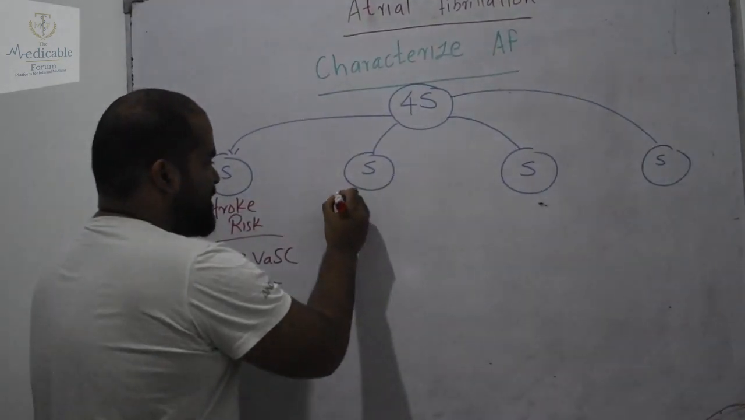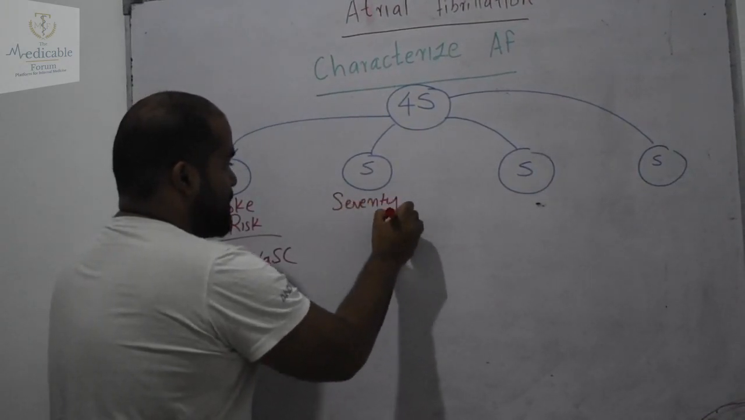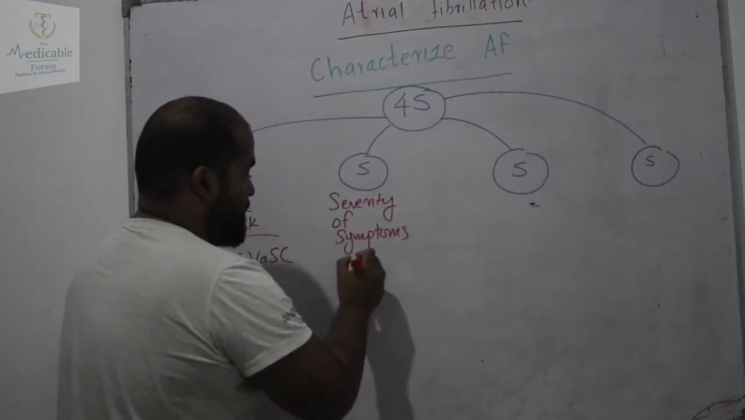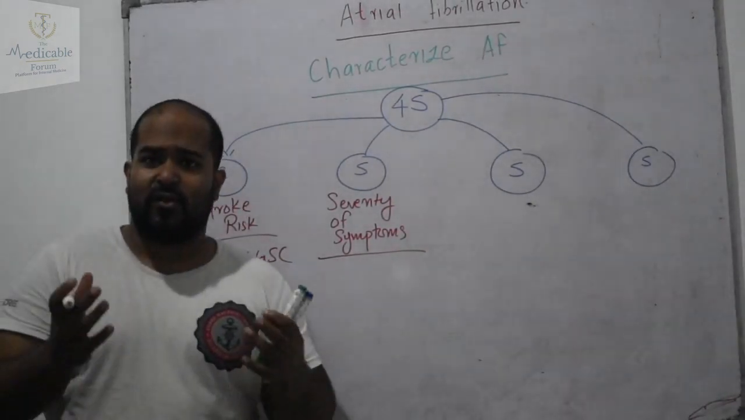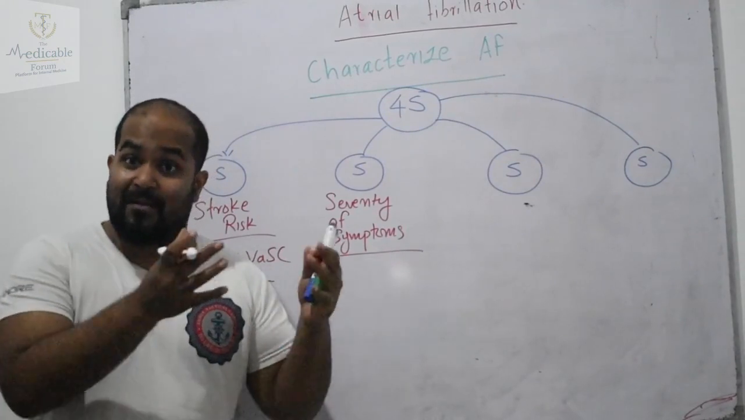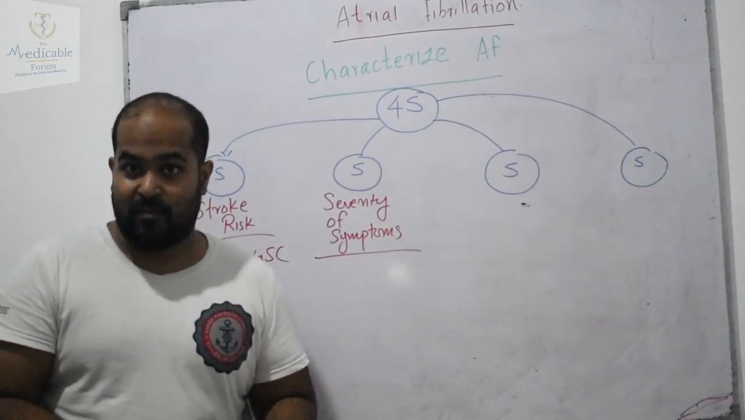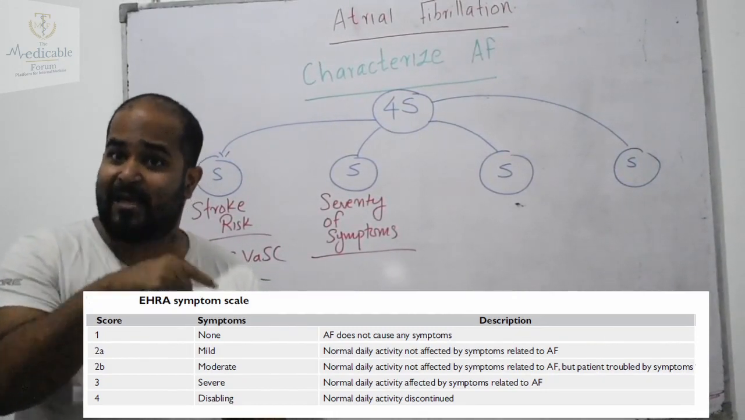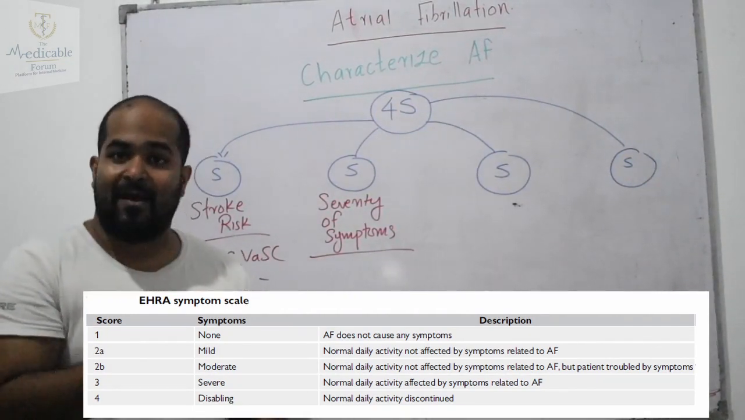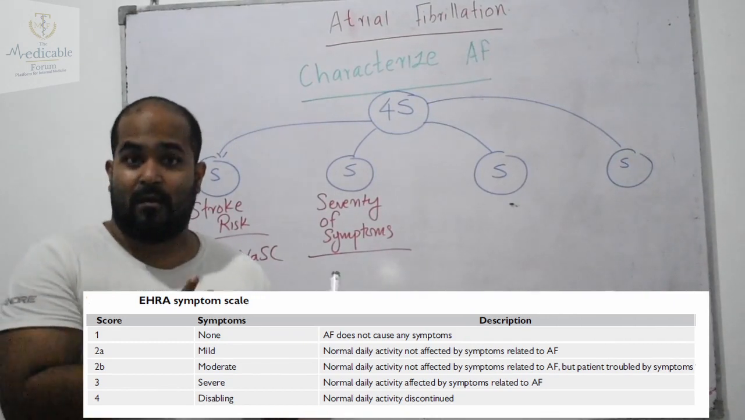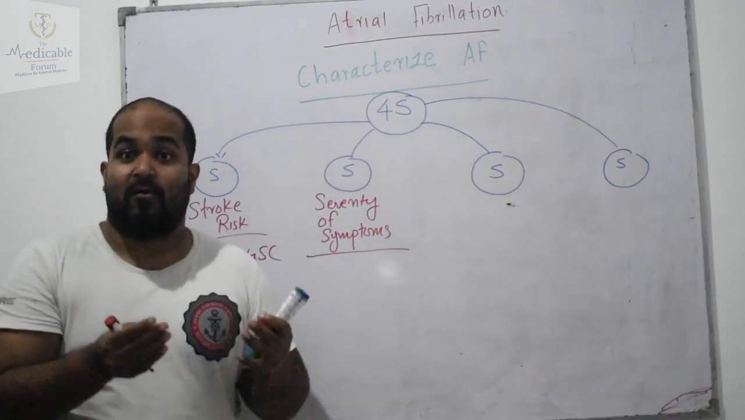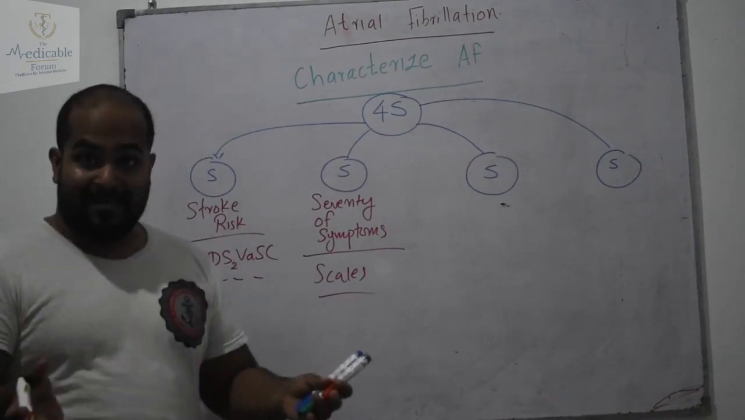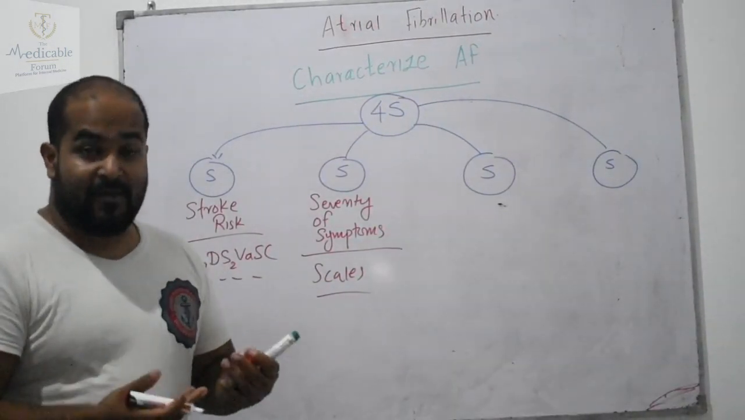What's the next? It is the severity of symptoms. That means you are trying to find out, based on the patient's symptoms, how severe is this episode. So just look at this. Now this one is the EHRA scale, where it is a questionnaire which depicts on a scale of numbers how severe the symptoms are. So depending on those scales, you can find out how severe the symptoms are.